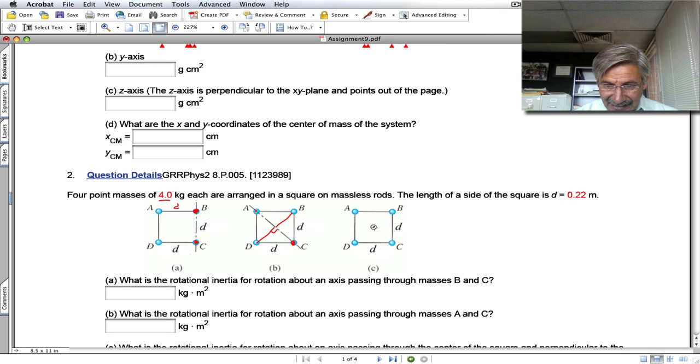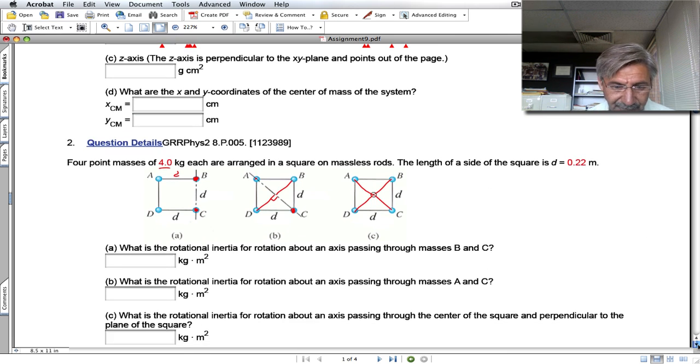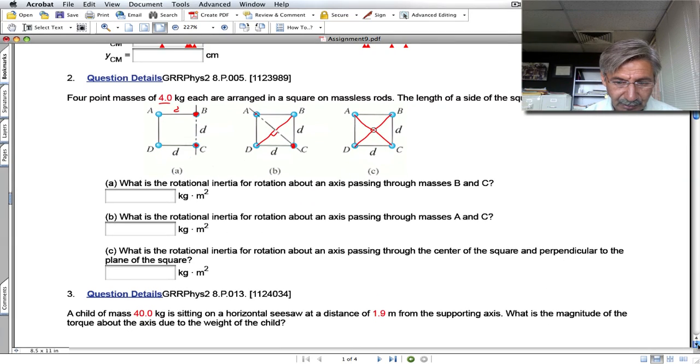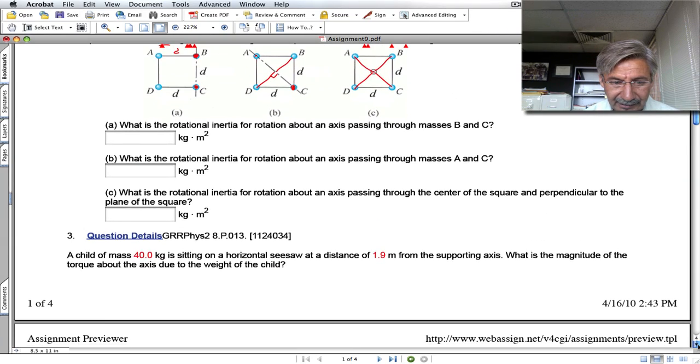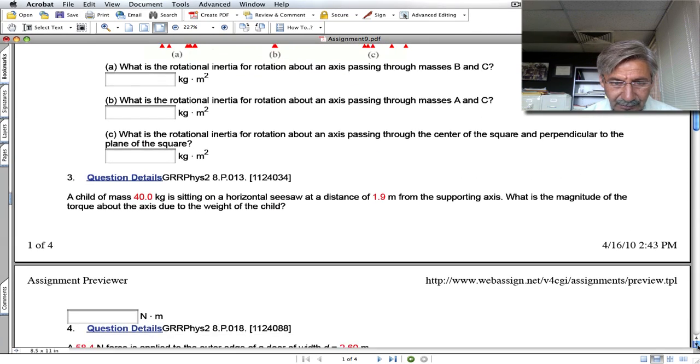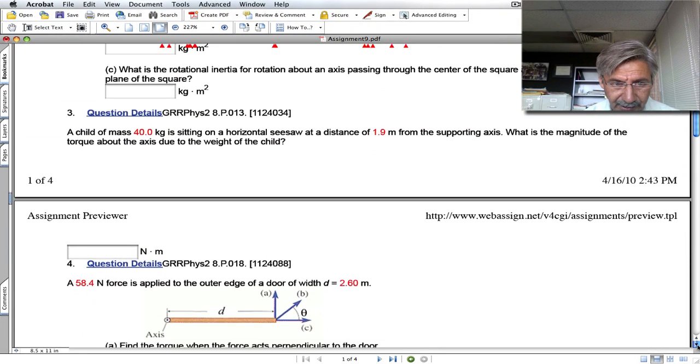And around this axis here, that is perpendicular to the page, all four of them can rotate around. And the real distance that you are considering is this thing that is easily calculated from the geometry of the problem. So a lot of Pythagoras theorem in here. Let me go to number 3. Number 3 and number 4 are calculations about torque.